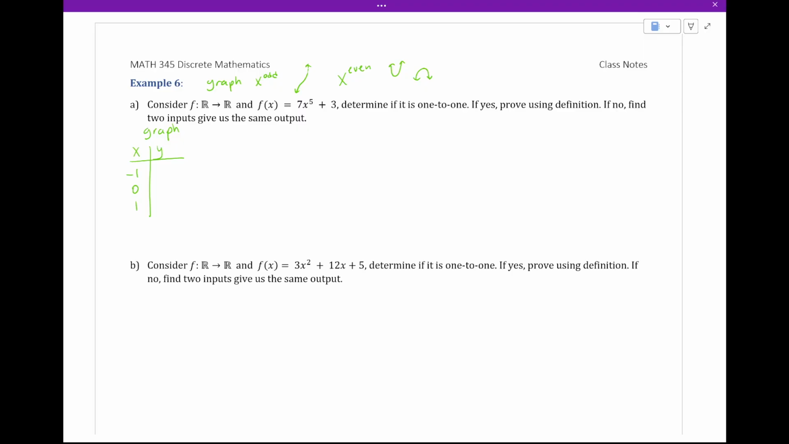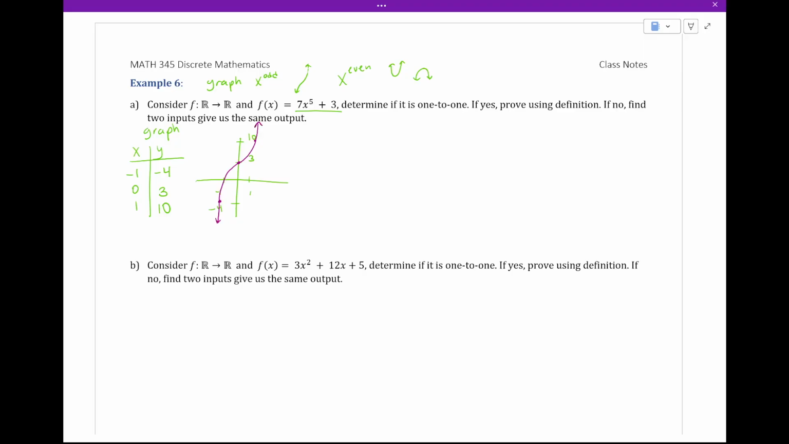-1, 0, and 1 for our x values. So I'm plugging these in here for x. You can get a calculator, but I already did this one. -4, 3, and 7 and 3 is 10. So here's my graph. -1, -4, 0, 3, and then 1, 10. The graph looks something like that.